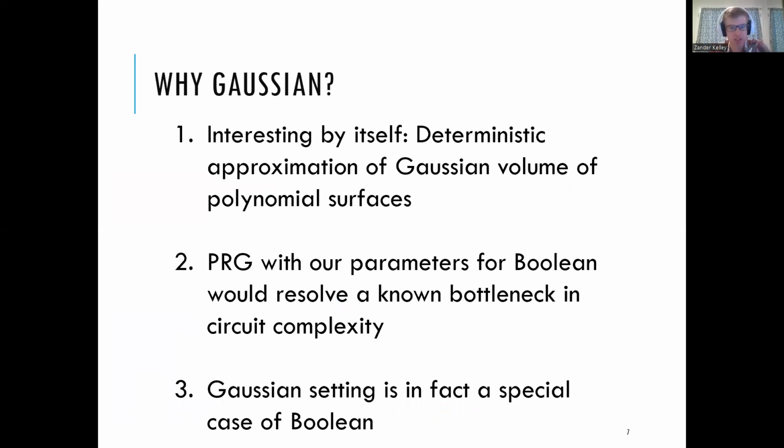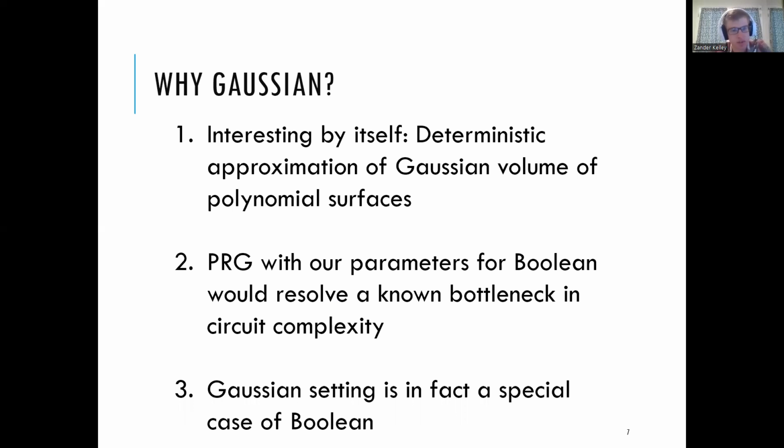Okay, so why do we care about the Gaussian case? The more typical thing to study would be the Boolean case. So a couple of reasons. One, translating the definition of a PRG into a more geometric language gives you a deterministic algorithm for approximating the so-called Gaussian volume of sub-level sets of polynomials. Just some algorithmic task you might care to do deterministically.